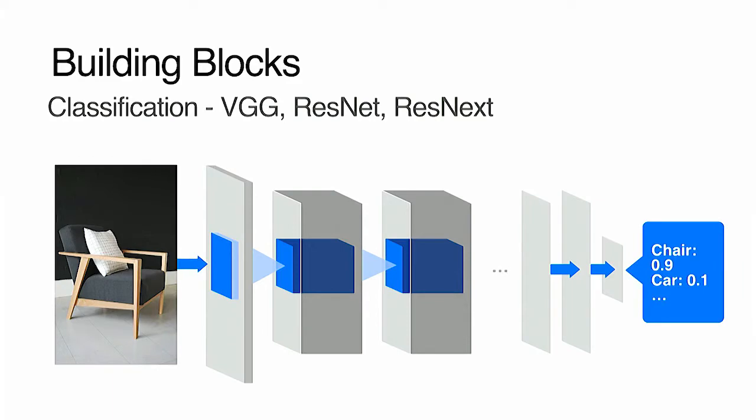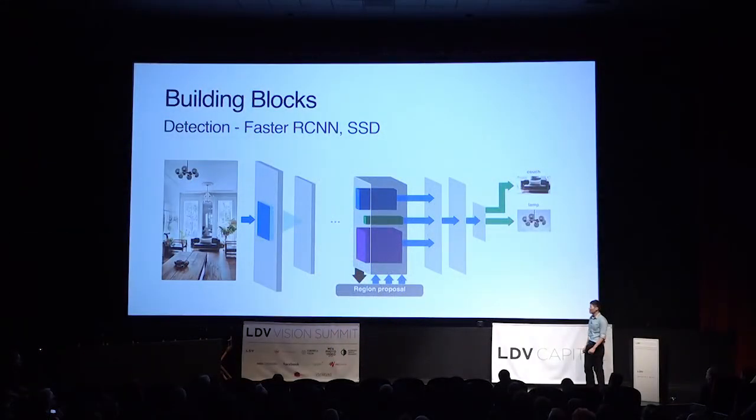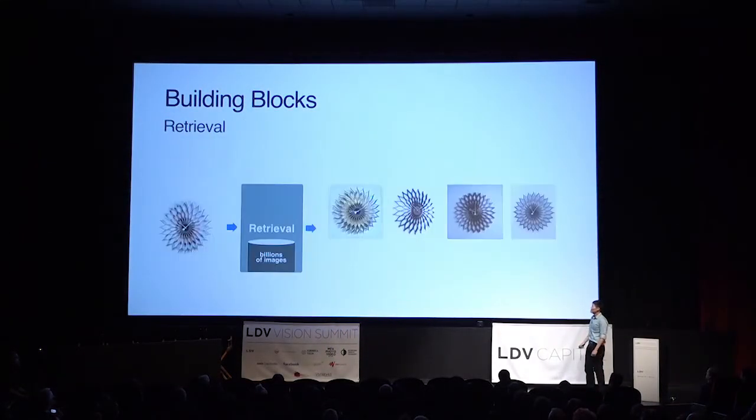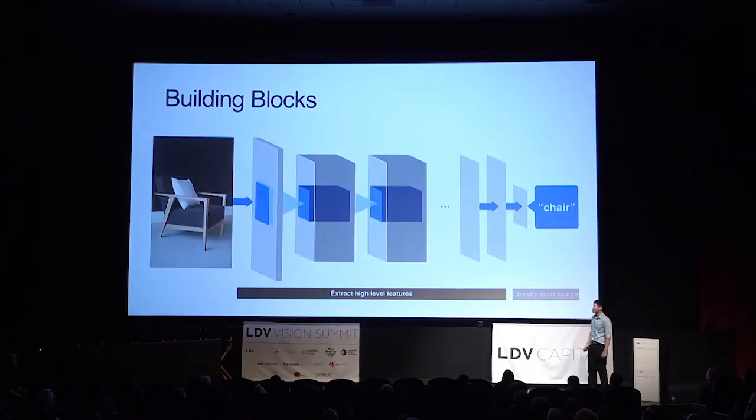So to go over some of the building blocks that we use: classification. It's pretty much, I don't think it's a surprise. We use VGG, ResNet, ResNext. We use detection via the faster RCNN and single shot detection flavors. And we actually consider our retrieval system as a building block. So our retrieval system is, given an image, we search over billions of images, and we return to you other images. I'll explain more about why this is a building block later on. But first, how did we build this retrieval system?